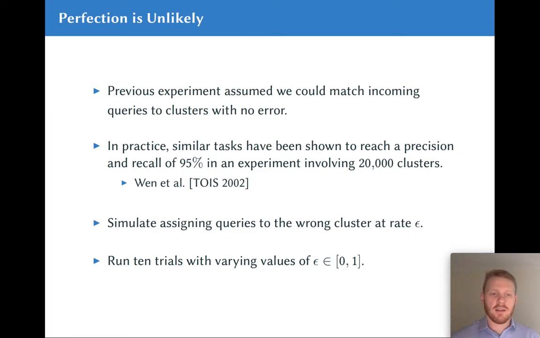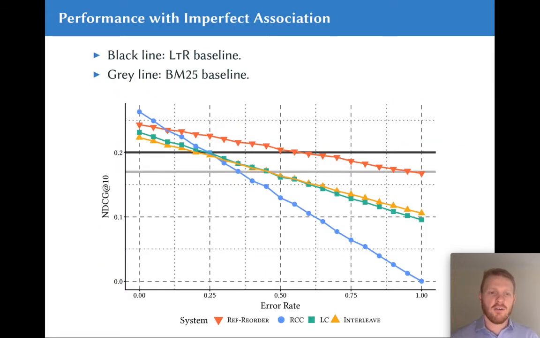And what we do is we run 10 trials with varying values of epsilon between 0 and 1, and we plot the mean outcome. Here's the results with NDCG at 10. The 2 horizontal lines, the black one at the top is the LTR baseline, and the grey one below is the BM25 baseline. The other 4 colours are our 4 approaches. As you can see with returning the centroid, which ignores the user query entirely, it's very effective when you can almost always get the centroid right, but it quickly gets worse, and if you always get the centroid wrong, this approach will give you a score of 0.